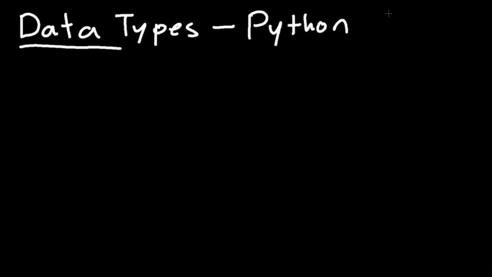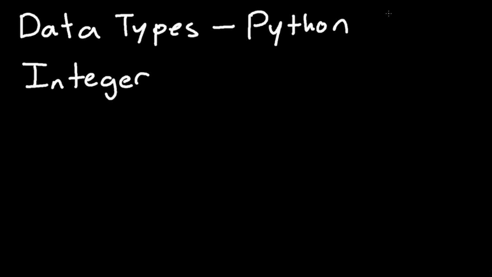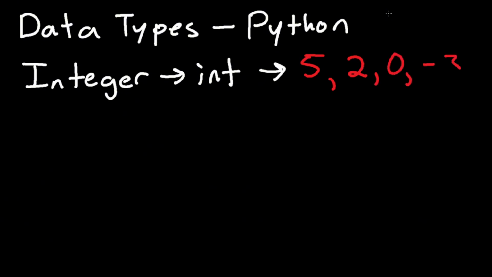In this video, I'm going to be talking about data types in Python. The first data type I'm going to talk about is an integer, often abbreviated as int. And what is an integer? Well, an integer is the same integer that you learned in your 5th grade math class. Simply whole numbers. 5, 2, 0, -3. All of these are examples of integers.